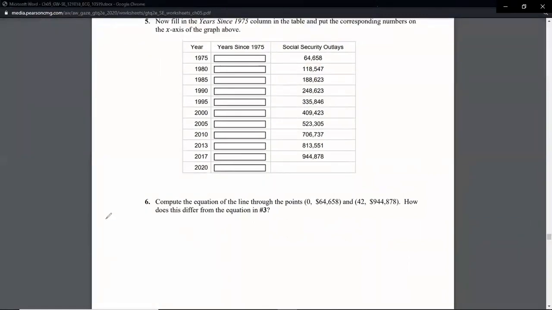All right, that'll work. I like red. Okay, so our slope, m, is y2 minus y1, so that's 94,487.8 minus 64,658, all over x2 minus x1, which is 42 minus 0. When you do your math here, the top subtraction is the same. The bottom numbers are different, but the subtraction is the same. So you end up getting the exact same slope value of 20,957.6. It's the same. But when we plug the slope into one of these points, the y-intercept will be different.